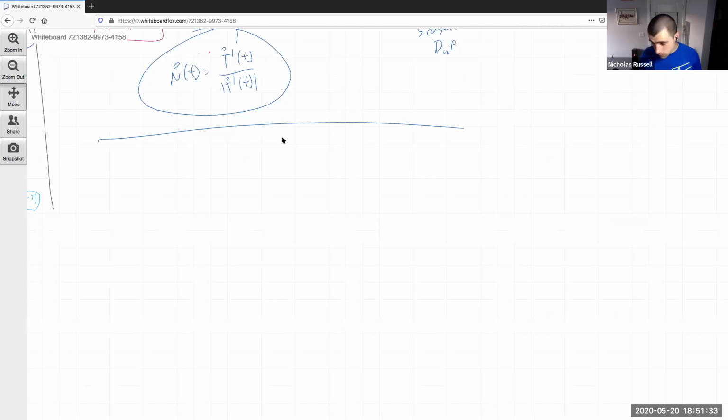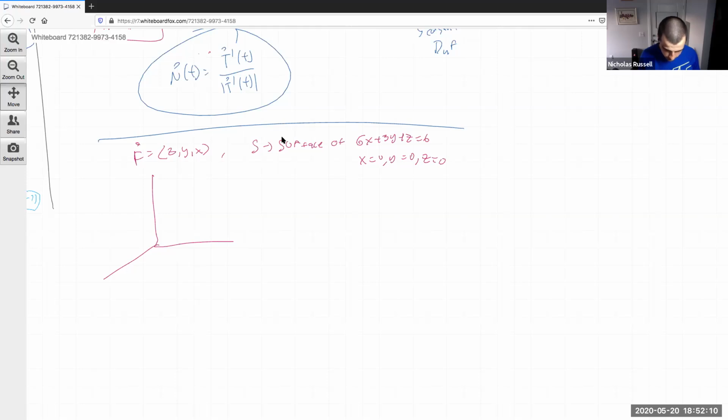So I have my vector field, which is z, y, x. In this case, I want to find where my surface S is the surface of the tetrahedron 6x plus 3y plus z equal to 6, at x equal to 0, y equal to 0, and z equal to 0. So it's just a tetrahedron in the first quadrant. It's always really important to draw this tetrahedron.